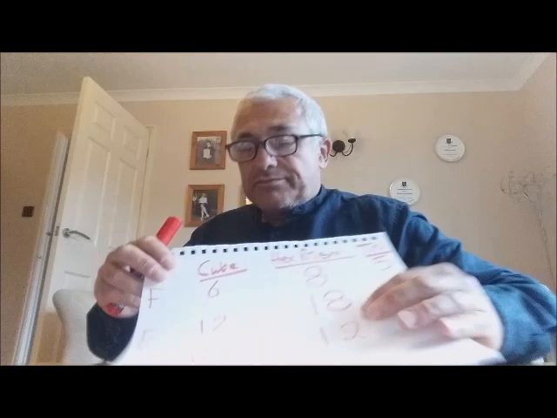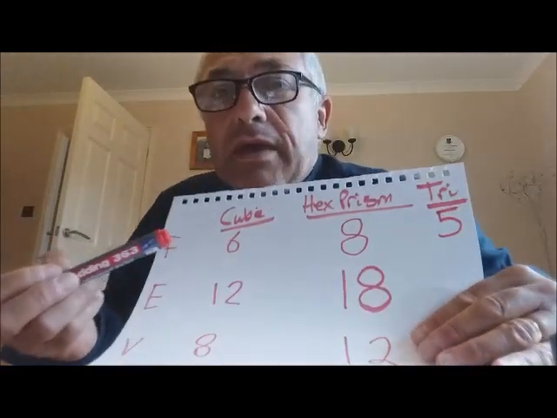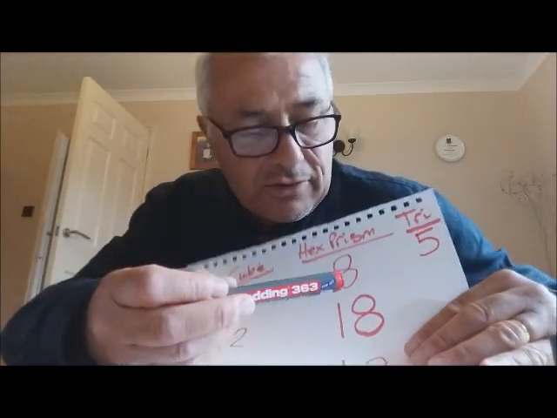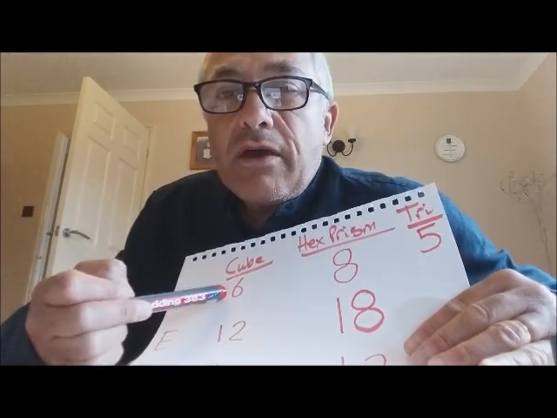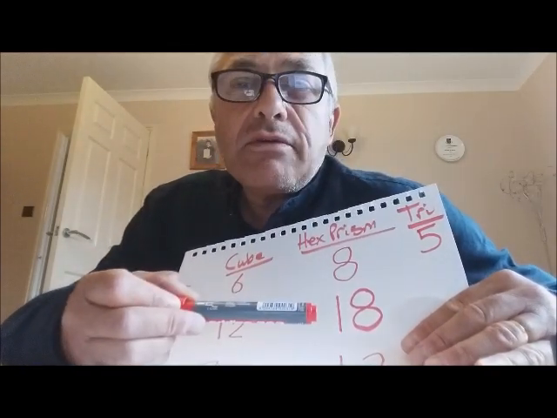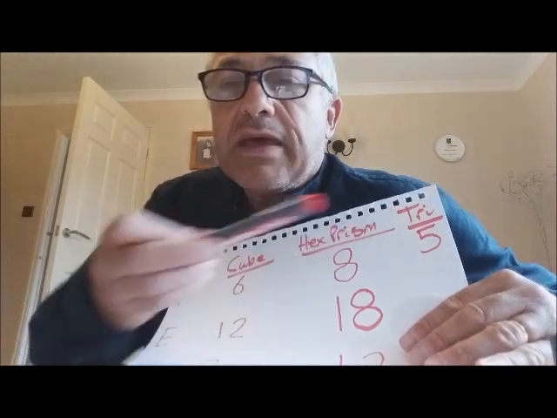So for a cube it was 6, for a hexagonal prism it was 8, and for a triangular prism it was 5. Okay, so not necessarily even numbers now, we've got an odd number there. Right, let's think about the number of edges.